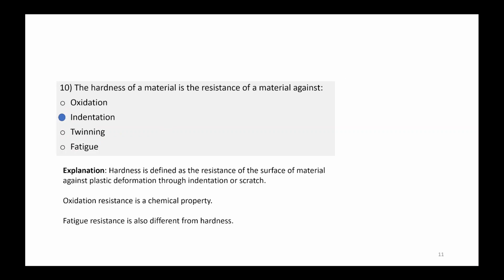The hardness of a material is the resistance of a material against. The answer will be indentation. Oxidation resistance is a chemical property. Fatigue resistance is also different. Twinning is different.